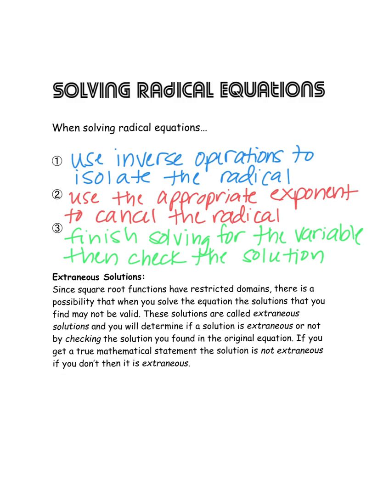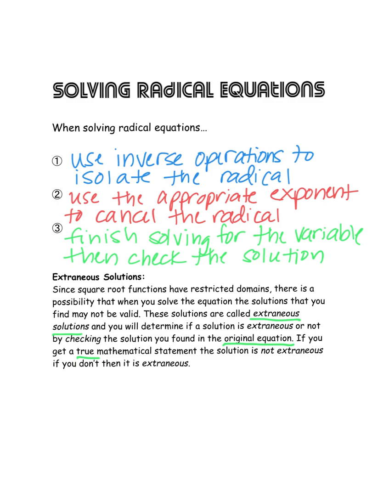Since square root functions have restricted domains, there is a possibility that when you solve the equation, the solutions that you find may not be valid. These solutions are called extraneous solutions. And you will determine if a solution is extraneous or not by checking the solution you found in the original equation. If you get a true mathematical statement, the solution is not extraneous. And if you don't, then it is extraneous. Let's go ahead and start solving.